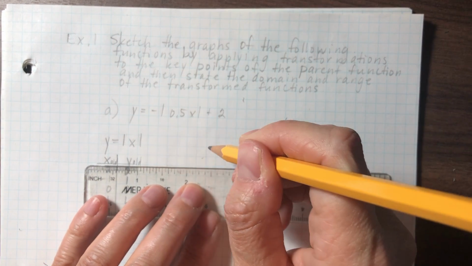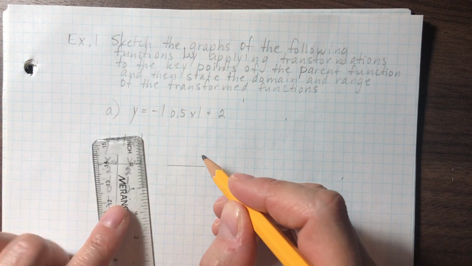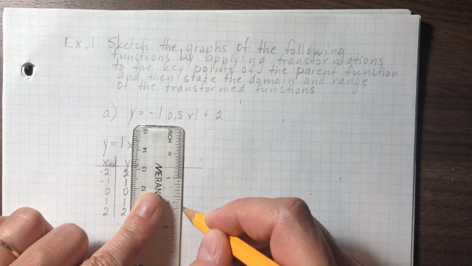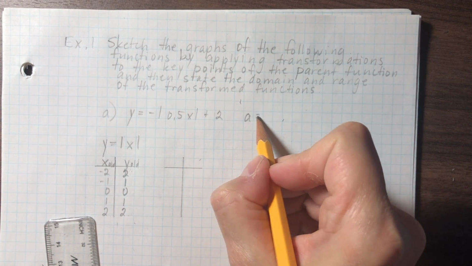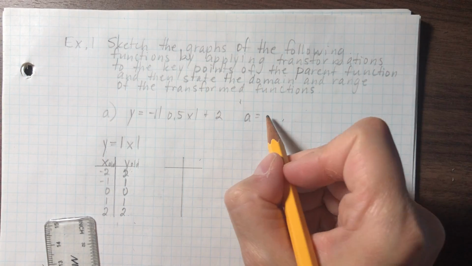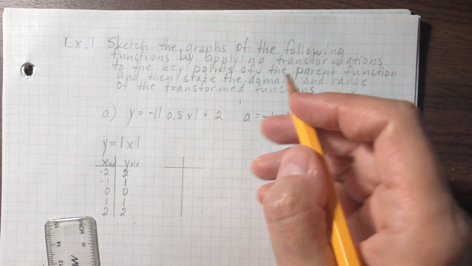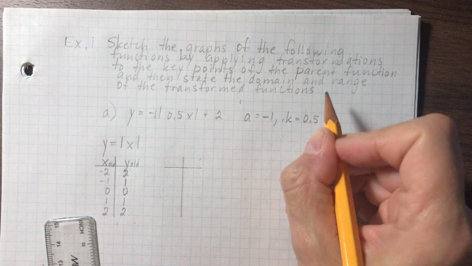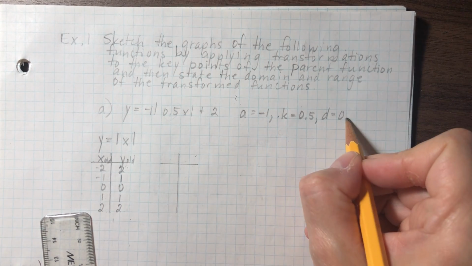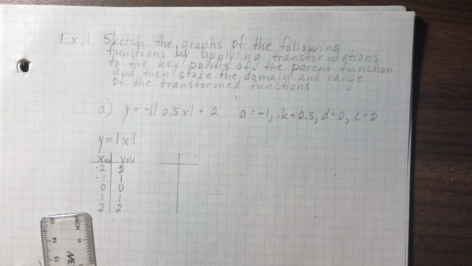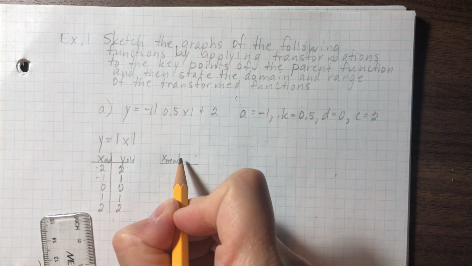Now to find the x and y coordinates on the function that I'm given, I'm going to have to identify the values of a, k, d, and c from the equation. So a in this case would be -1 here. The one's implied. K is going to be 0.5. It appears before the x. D is the number that's taken away from x. I don't see it, so D is 0. And C is the number at the end, so it's 2. Okay. And now I'm going to apply my transformation formulas to get my new coordinates.